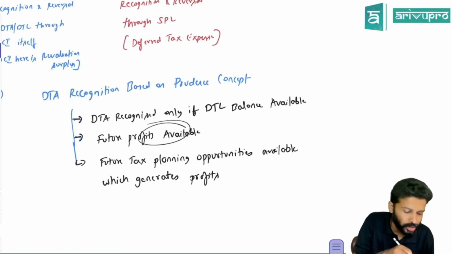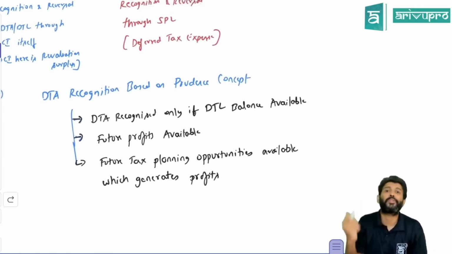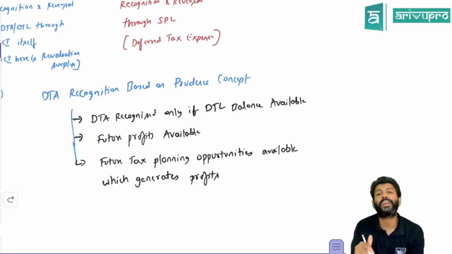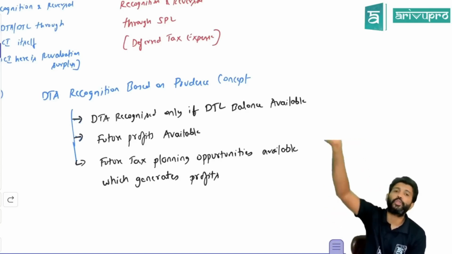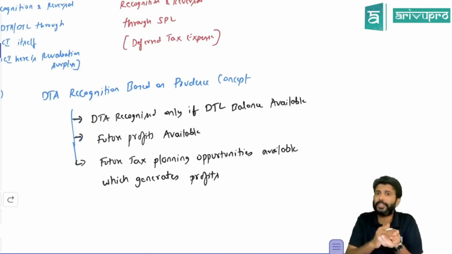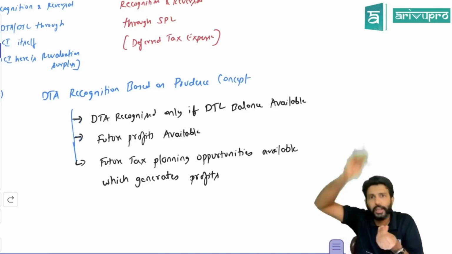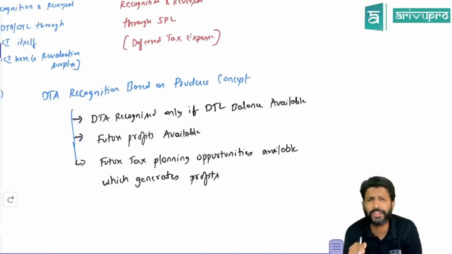Our second option is that future profit is available, because DTA means there will be a future reduction in tax. Like on carry forward losses, you create deferred tax assets. Why? Because in future your profits or your tax amount will reduce, right? But in order to set off this loss in future, you should get profits. If you have a loss in the current year and want to carry it forward and set it off, you have to expect profits in future, correct?